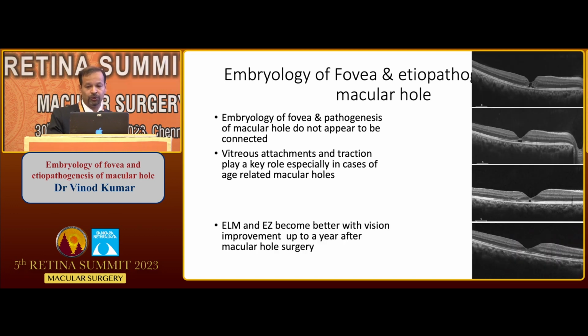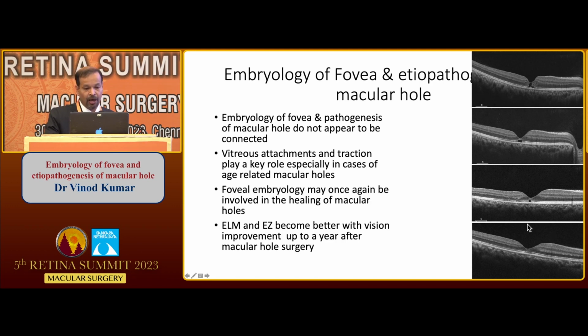But we do know that once we do the surgery for macular hole, there are changes which are continuously happening in the outer retina. We have all come across cases where initially there are outer lucencies or voids, and subsequently we have seen that the ELM and at last the EZ tend to become continuous. So we have all witnessed this. I thought at that moment that foveal embryology may once again be involved in the healing of macular holes.